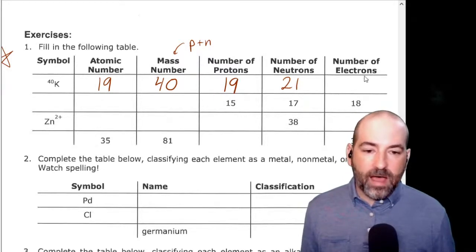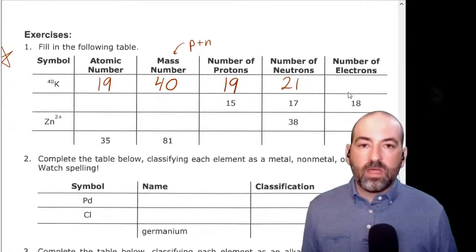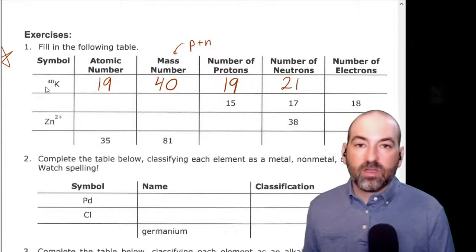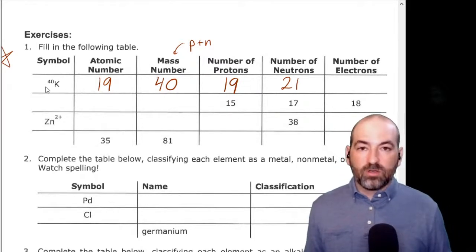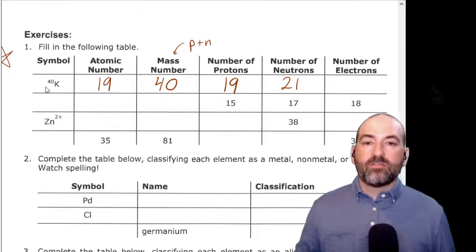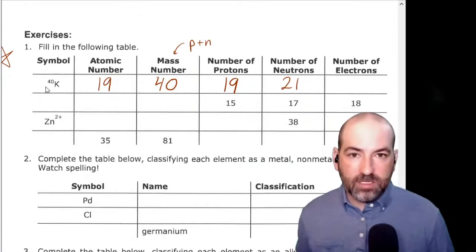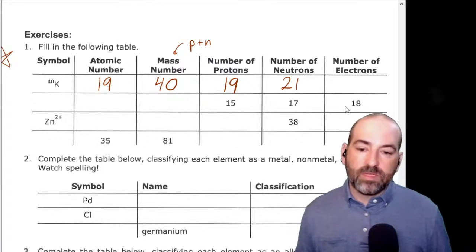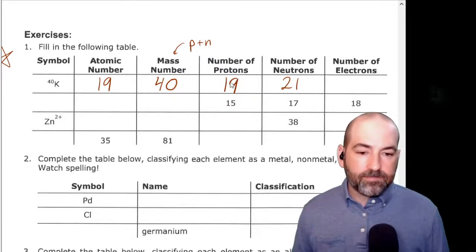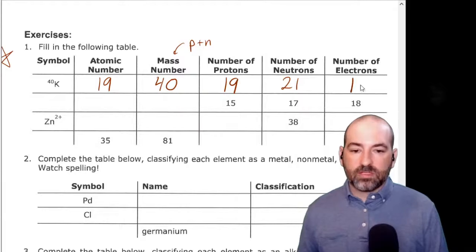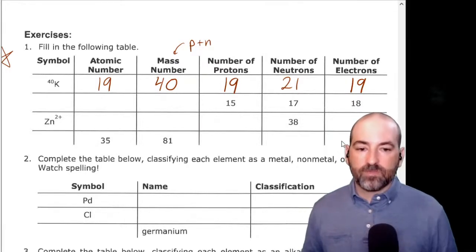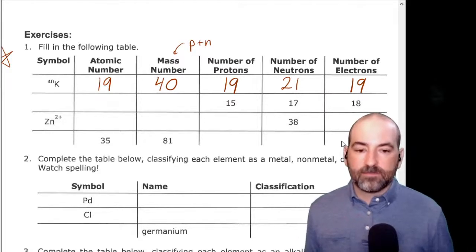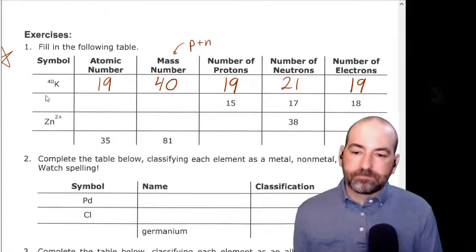Now for our final spot, the number of electrons, we need to know the charge on this atom. And there is no charge given, so we assume it's neutral. A neutrally charged atom means that there are the same number of protons, which are positively charged, and electrons, which are negatively charged. So we've got the same number of each. We know the number of protons, so we also know the number of electrons because they have to be the same number. So we've got 19 protons and 19 electrons. Sound good? Great. Okay, so let's move on.